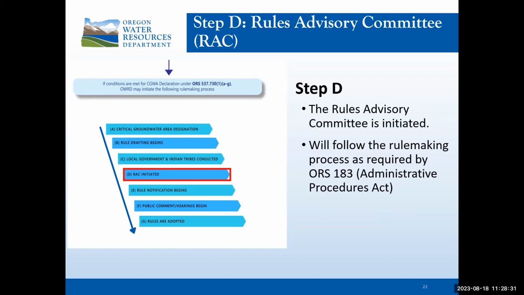Moving on, we then go to step D, in which a rules advisory committee is initiated. And so that RAC is going to be composed of members of the public and any potential stakeholders that would be affected by this rulemaking process and by the rules that would be adopted. As part of this, the department will follow the rulemaking process as required by ORS 183, which is the Administrative Procedures Act. And so really this rulemaking process is following ORS 183.